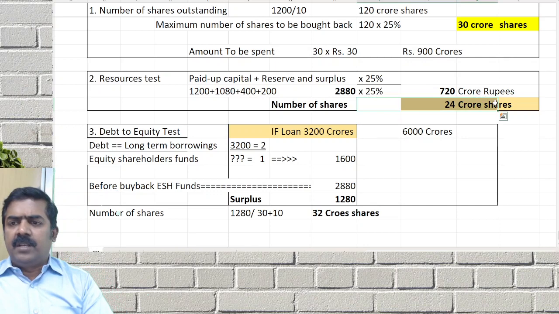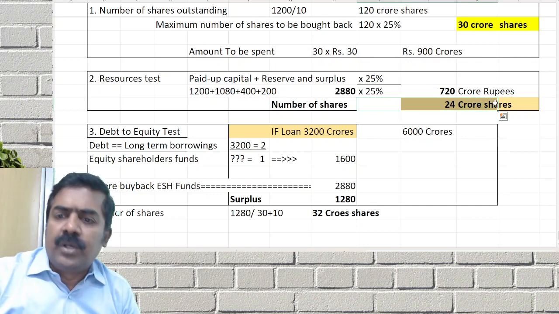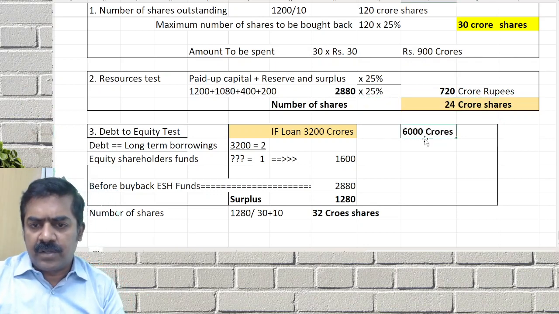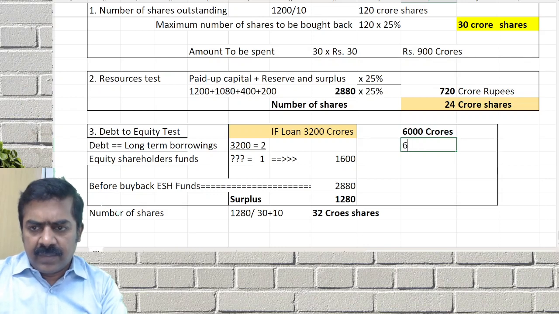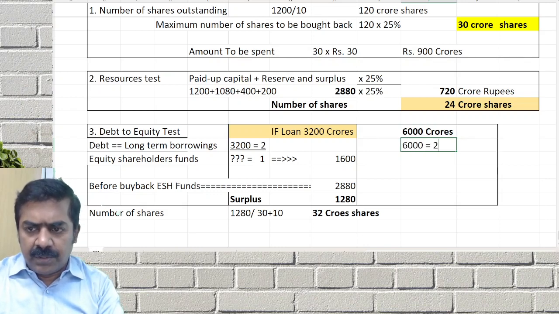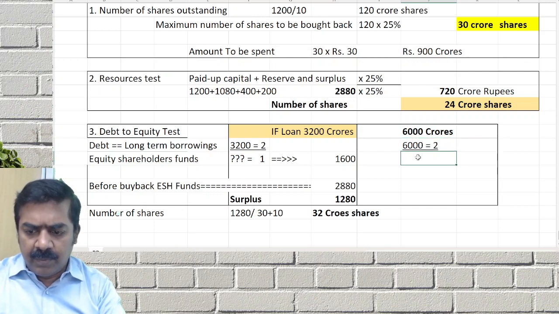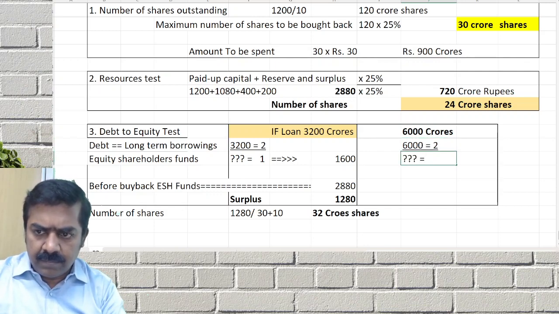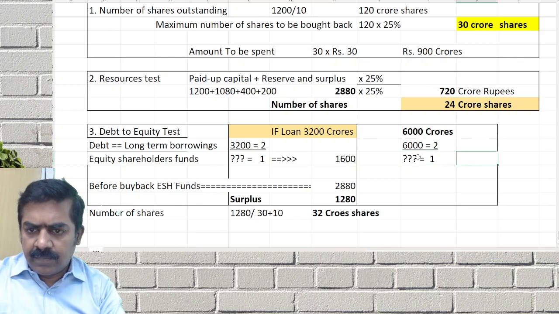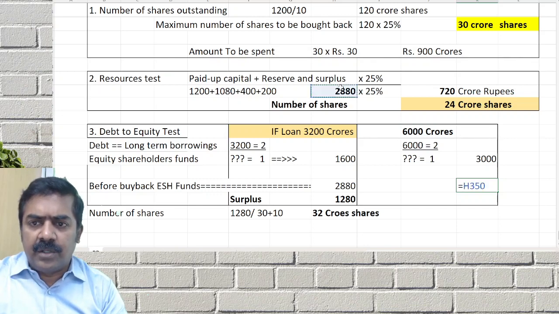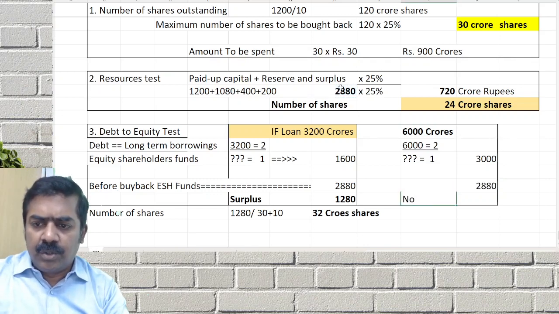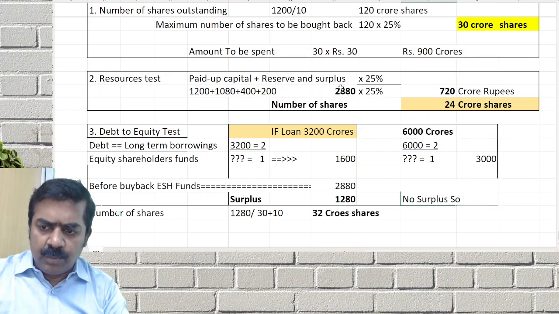But second condition limits us with how much? 24 crore shares. So only that is possible. If 6,000 is equal to 2, how much will be 1? 3,000. Before buyback, 2,880 crores are there. No surplus. So no buyback.